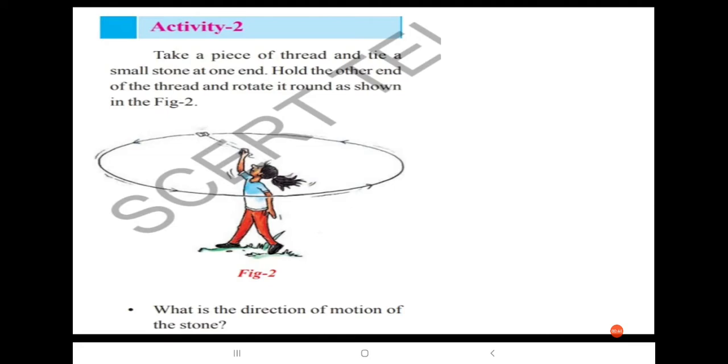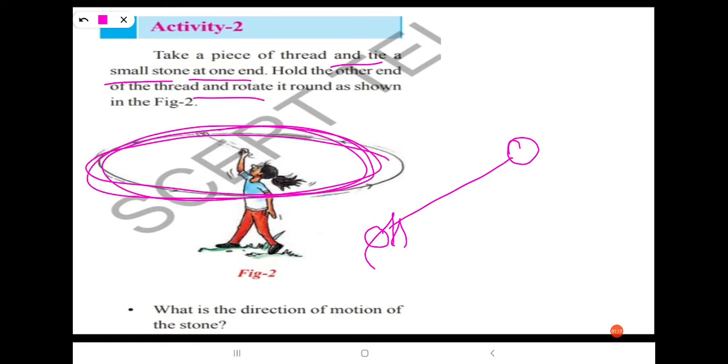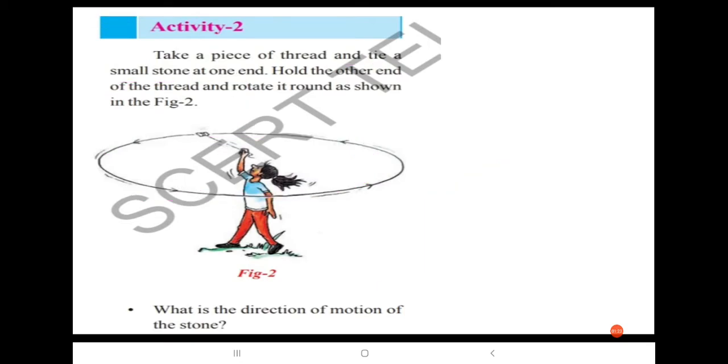Now we have to take a piece of thread and tie a small stone at one end. Hold the other end of the thread and rotate it as shown in this figure. What is the direction of motion of the stone?